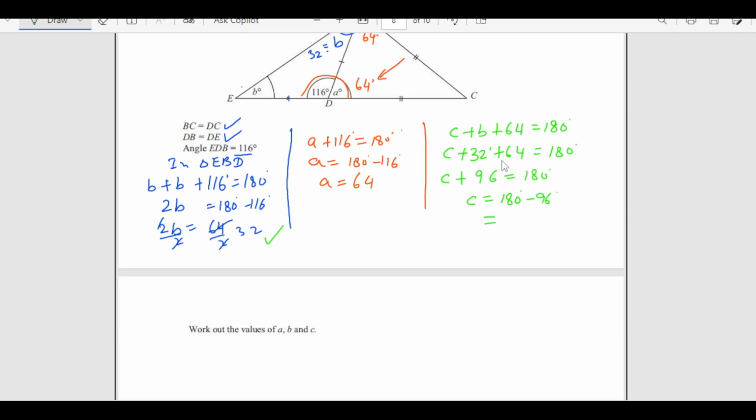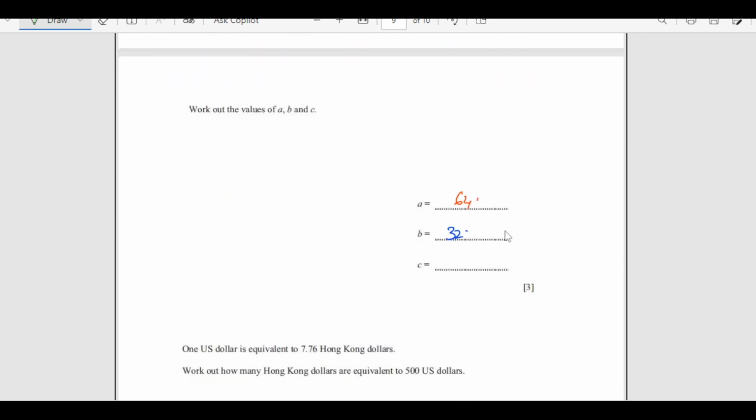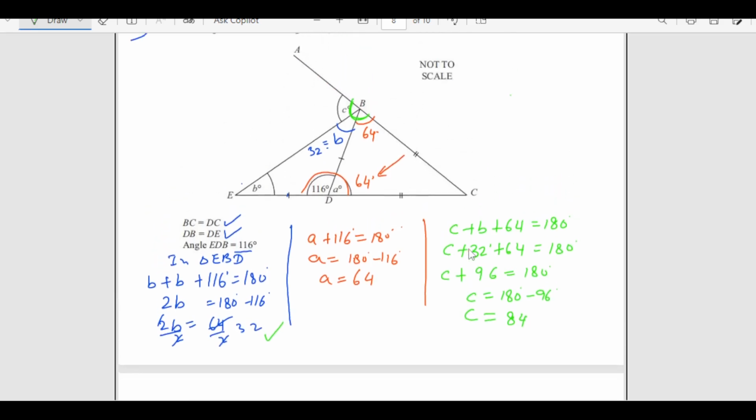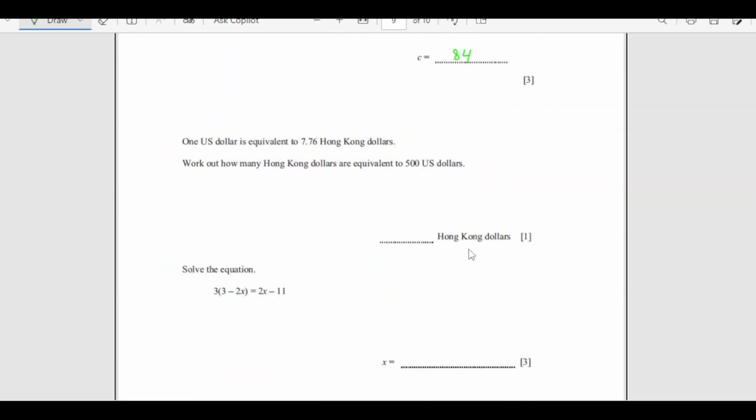180 minus 96. So this 96, it is 84. So value of C is 84, right? So that's how you are going to calculate the angles, right?